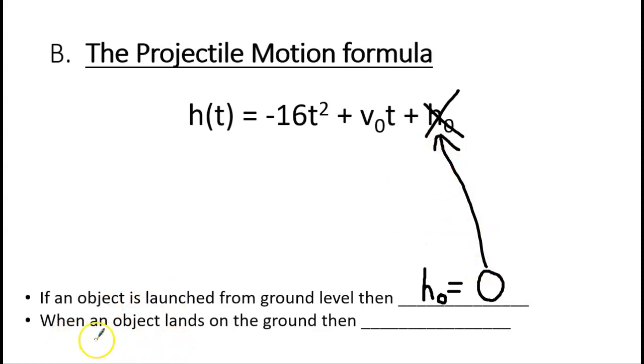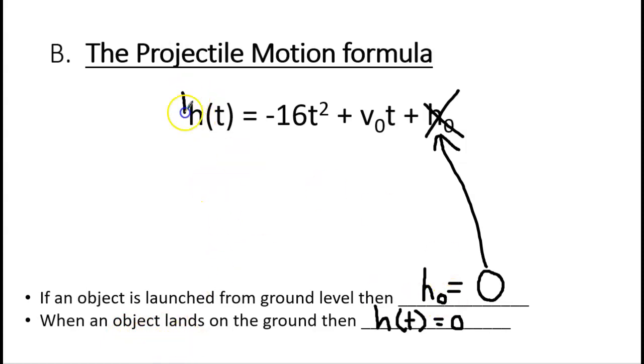Next, when an object lands on the ground, that means its final height is 0. So the output height, not the starting height, is 0. In other words, we're going to look at questions later today where they ask, how long does it take to land on the ground?